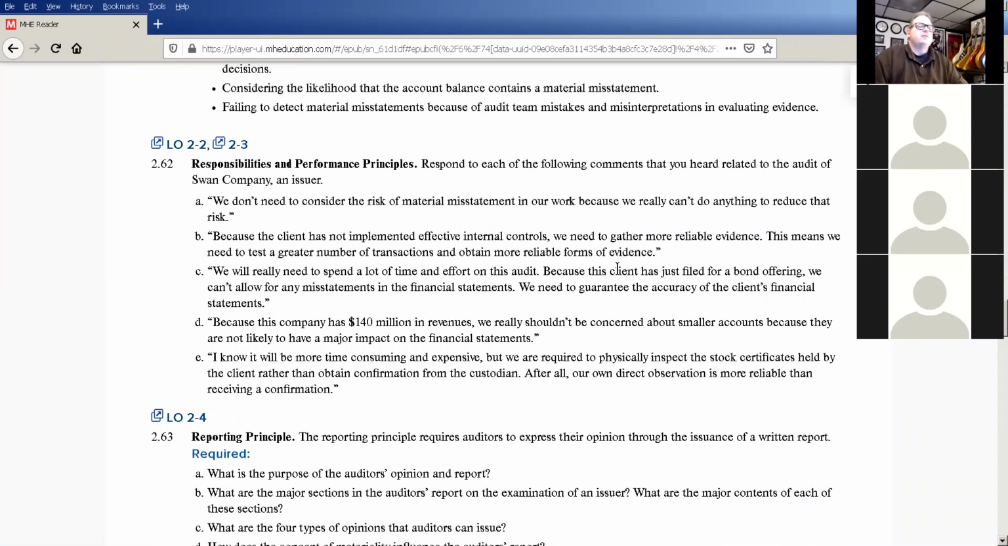Okay, so these are going to be comments coming from the auditors, and basically you have to evaluate these as far as, are they on the right track or not? Basically, is the statement correct or is it not correct? This is how we're going to look at it.